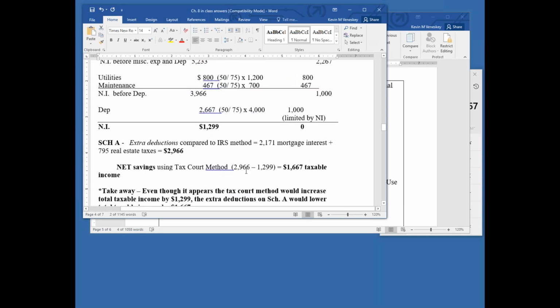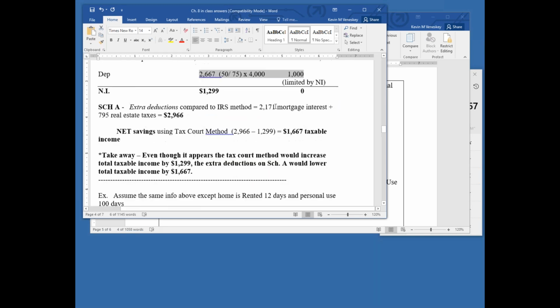So a net savings here, what I'm saving minus the additional income, I still do save money, the extra $16.67. And that's what that difference is here, the extra depreciation that I'm taking, $16.67 extra. So that's a good thing to do.